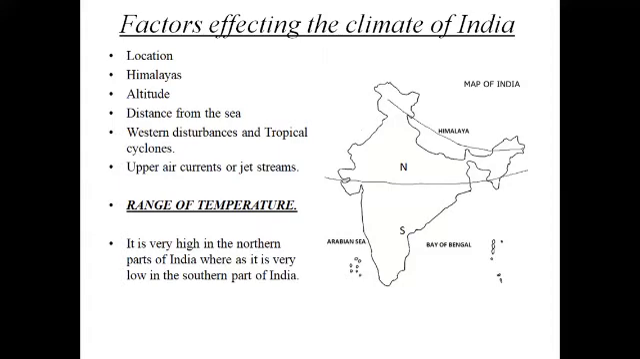Now, upper air currents or jet streams. The upper air currents or jet streams in the upper layer of the atmosphere could determine the onset and offset of monsoon, or you can say arrival and departure of monsoon. What I say is the upper air current or jet streams in the upper layer of the atmosphere could determine the arrival and departure of monsoon.